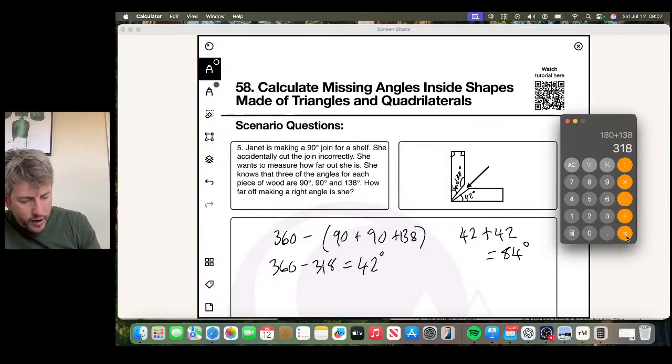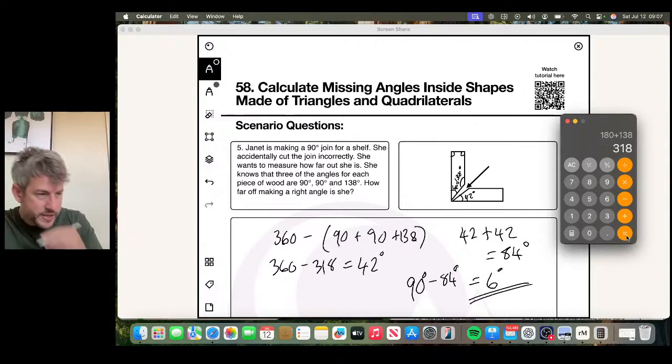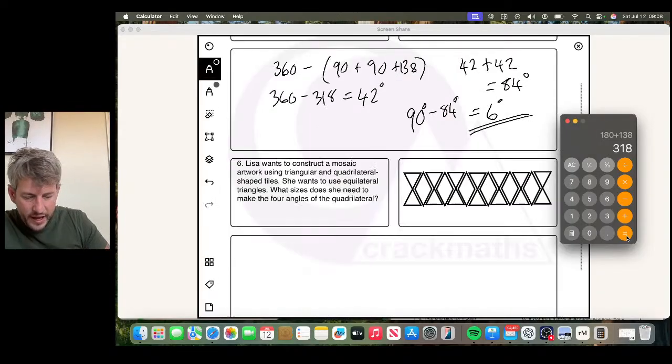She wanted to make a right angle. Right angles are 90 degrees. So 90 degrees take away 84 degrees equals 6 degrees. So she is 6 degrees off making her right angle. Okay, right.